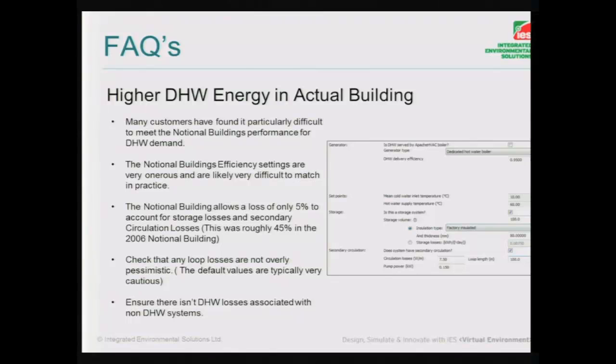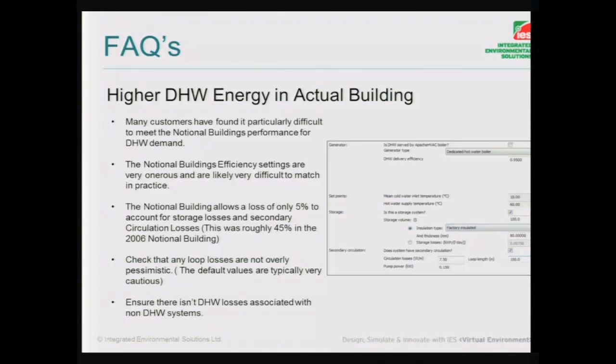Okay. A common query that we get is that the domestic hot water loads are higher in their actual building than in their notional building. As we mentioned earlier, many of the template types are driven quite heavily by domestic hot water demand. Buildings like hotels and sports facilities often have a very high hot water consumption associated with them.